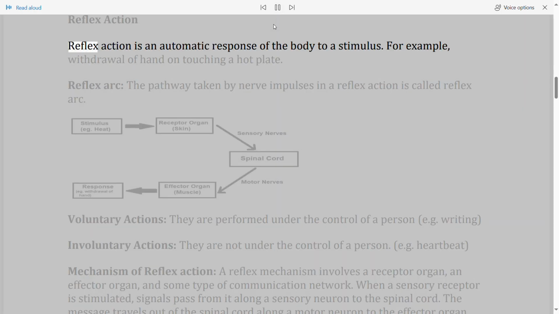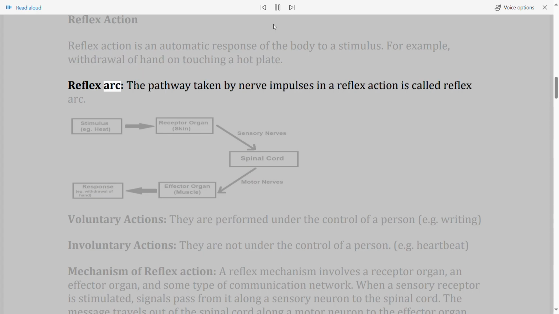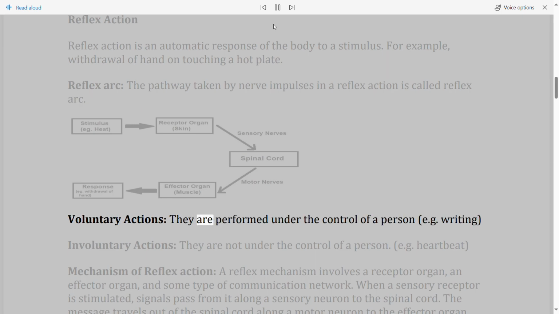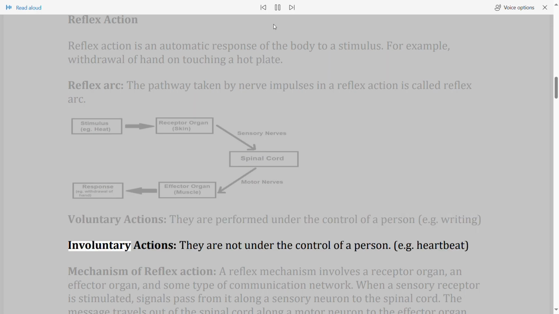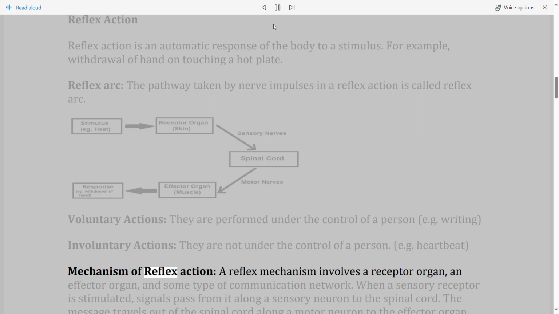Reflex action. Reflex action is an automatic response of the body to a stimulus. For example, withdrawal of hand on touching a hot plate. Reflex arc. The pathway taken by nerve impulses in a reflex action is called reflex arc. Voluntary actions. They are performed under the control of a person, e.g. writing. Involuntary actions. They are not under the control of a person, e.g. heartbeat.